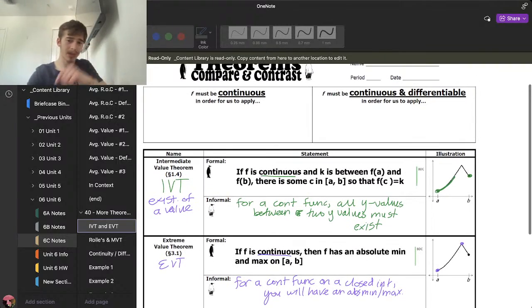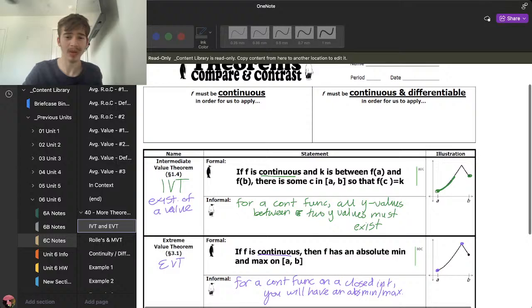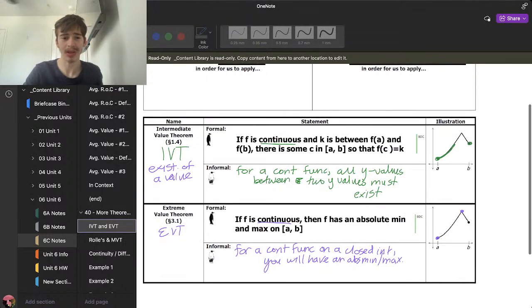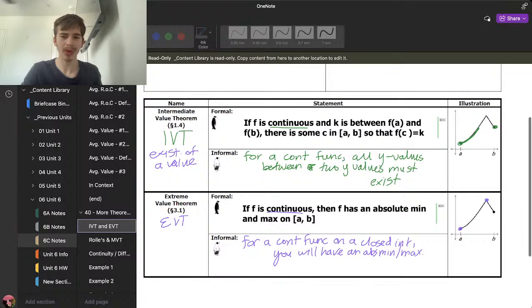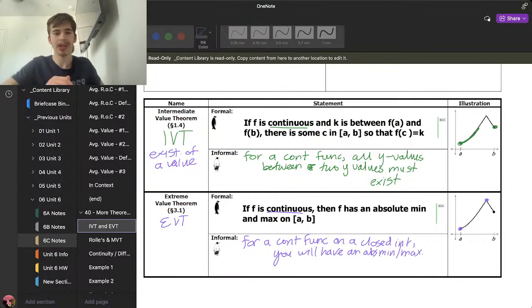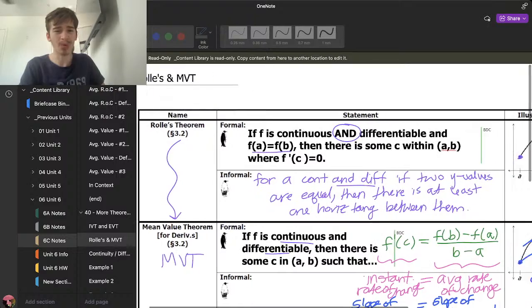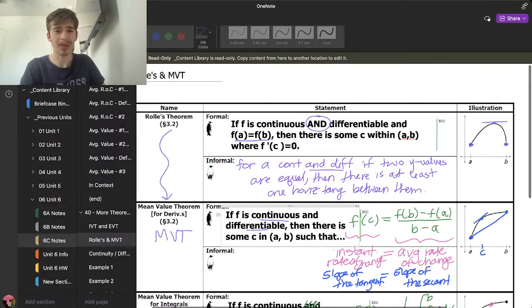Intermediate value theorem states that for a continuous function, all y values between two y values must exist. Intermediate value theorem, IVT. Know it. It has to be continuous. Extreme value theorem could come up. EVT: if f is continuous, f has an absolute minimum and an absolute maximum on the closed interval a to b.